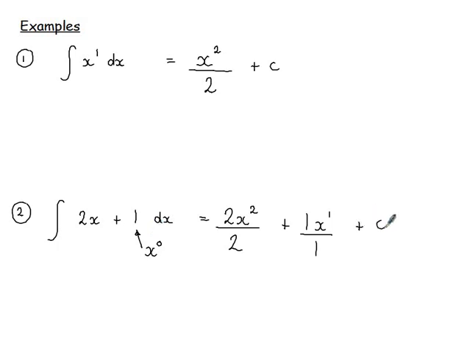Now we can cancel this expression down, so 2 divided by 2 cancels to give you that x squared. 1 divided by 1 is just 1 anyway, so plus x, we're not going to write the power of 1 either, and don't forget that plus c. So just as a recap, if you have a number on its own, you're going to add an x to it.